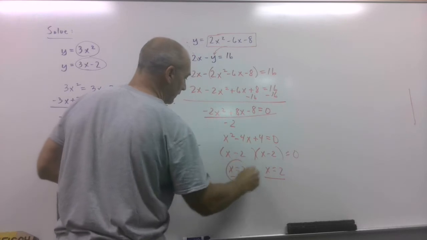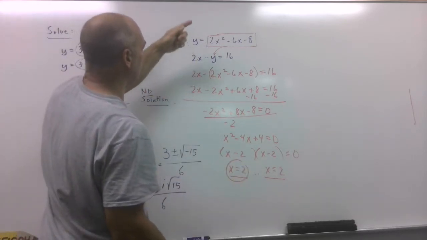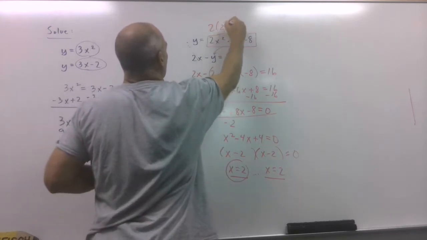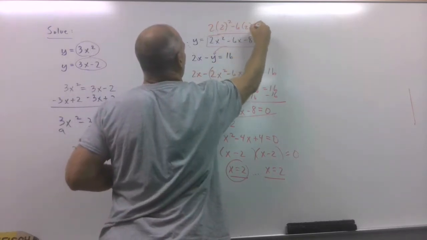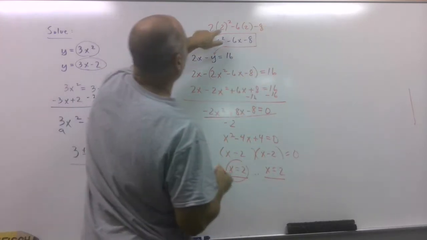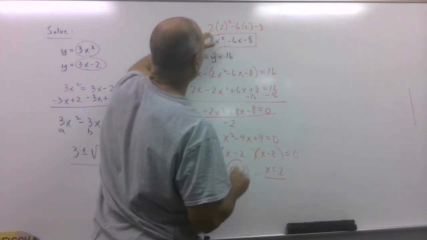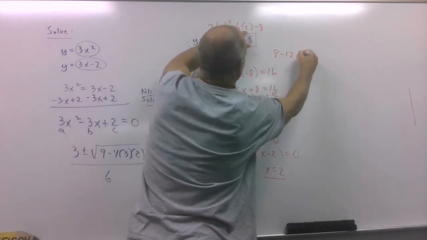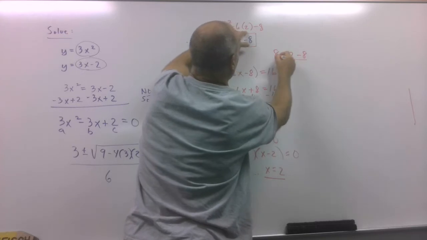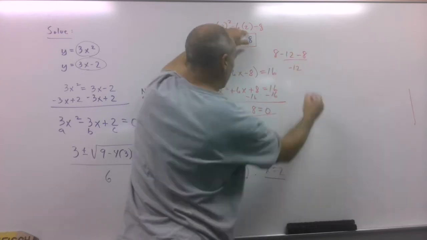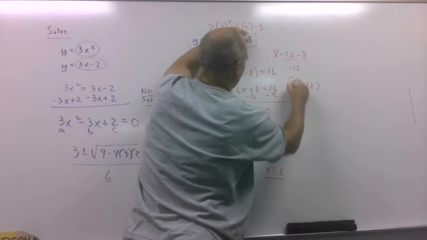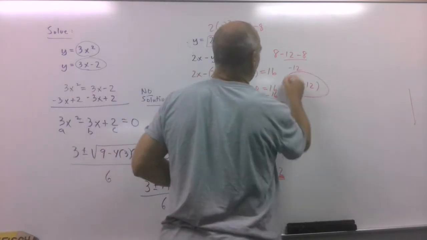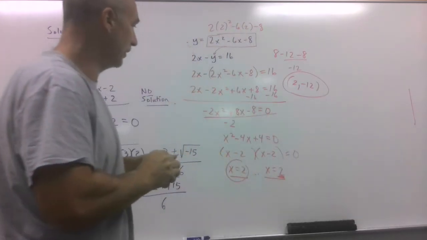So if I was to plug this in and find my y, I'll go ahead and use the top one. So I'm going to go 2 times 2 squared minus 6 times 2 minus 8. So following PEMDAS, 2 squared is 4, 4 times 2 is 8. Negative 6 times 2 is negative 12, minus 8. Well, this is negative 4 plus negative 12, so I get 2, negative 12. Now what's the point of plugging that in again? You're just going to get the same answer. So that means you have one solution, and there it is.